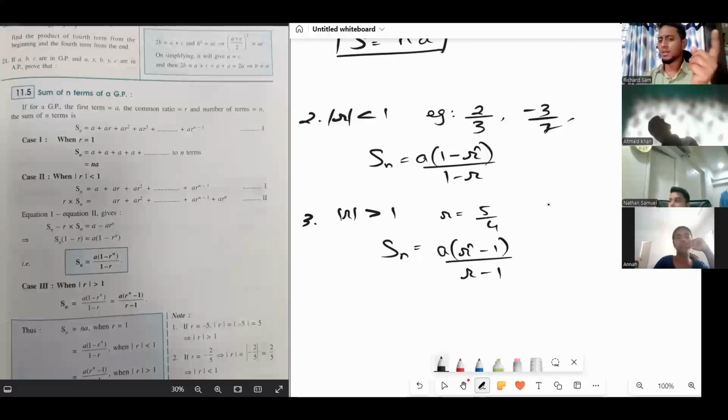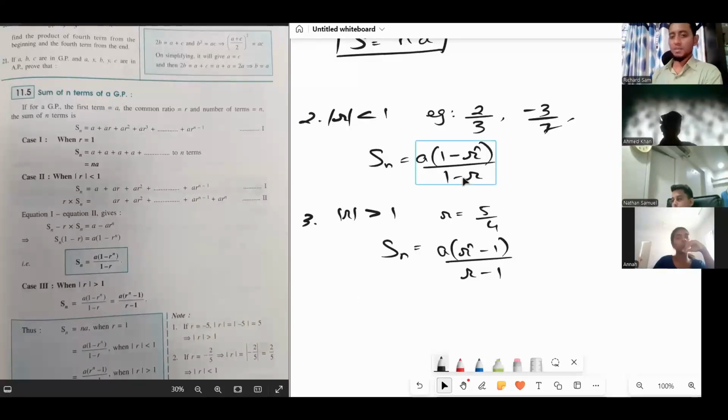Why? See, in the first case, r is less than 1, so we're putting the bigger value first, 1 minus the smaller value. In the second case, r is greater than 1, so we're putting the big value minus the small value. That's all. When you're subtracting, you're just putting the big value in front. That's the only difference. Do you understand the difference between both these formulas? The rest of it you just memorize.